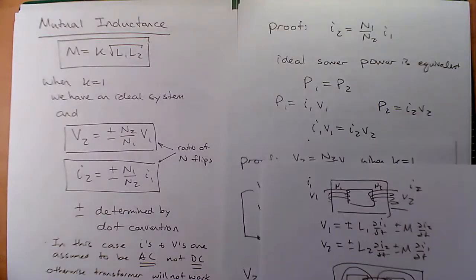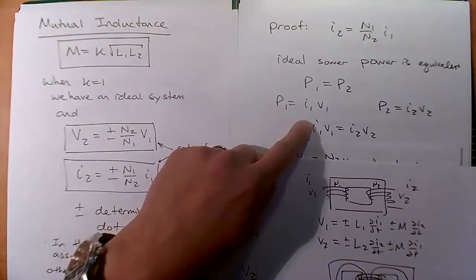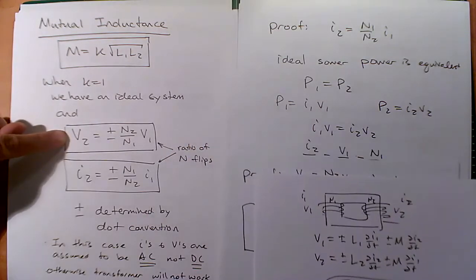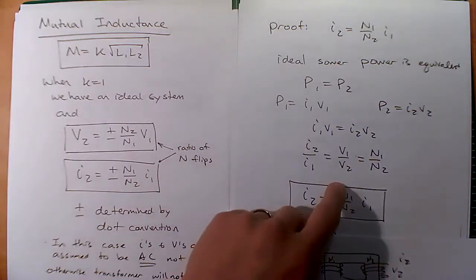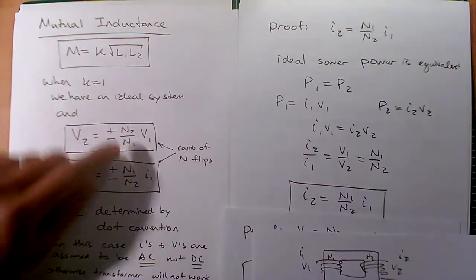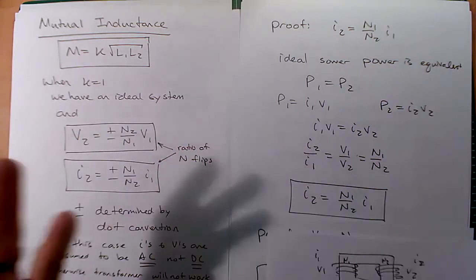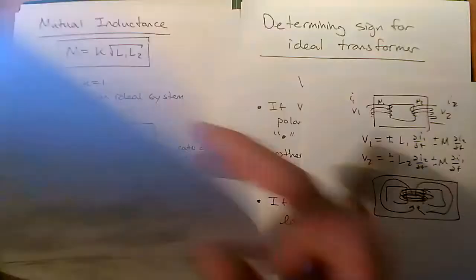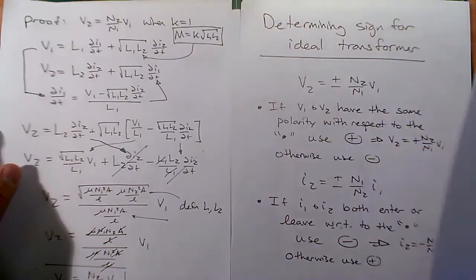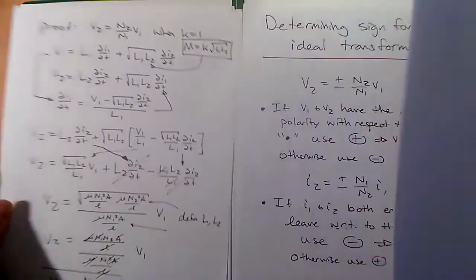And so if we have a relationship like this, and we already know this is true, well, I1 over I2 is just the inverse of it. And then you get N1 over N2 as opposed to N2 over N1. Okay, not too bad. Just thought it was a nice thing to show, but more for your curiosity than if you'll ever need this in your career.